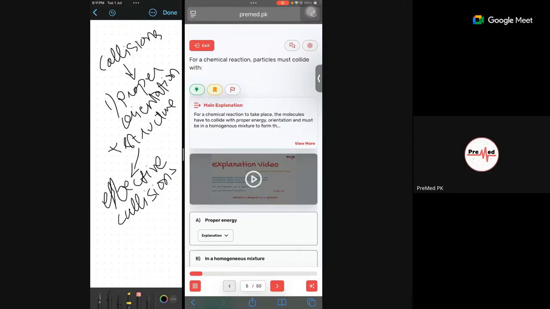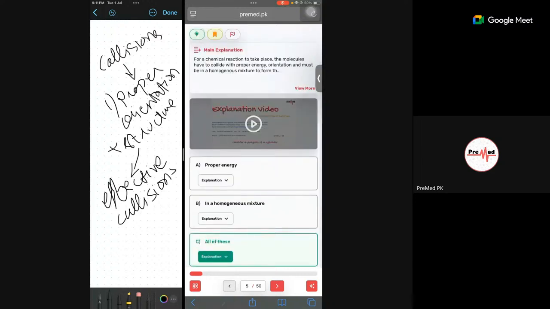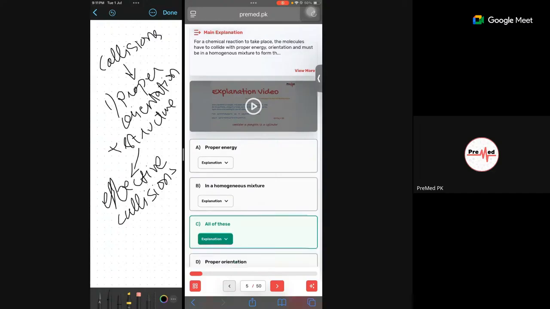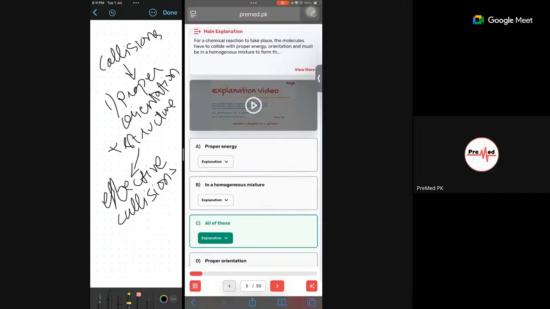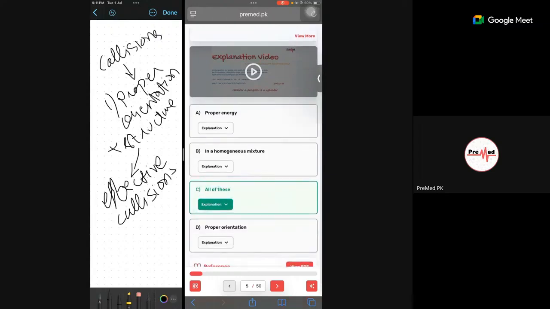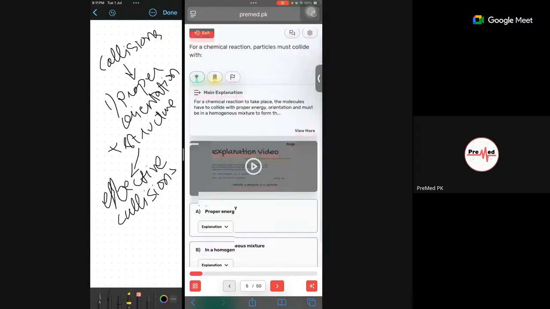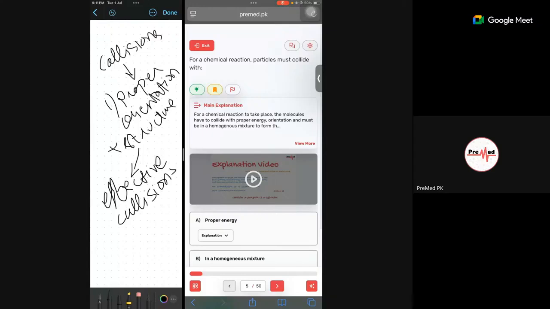So in this particular MCQ, if we look into the options, for a chemical reaction, particles must collide with: proper energy, yes. In a homogeneous mixture, yes. Like molecules have a better collision rate. Proper orientation, yes. So all of these are going to be the correct answer.